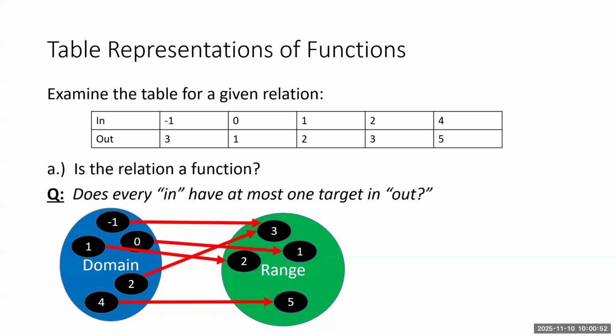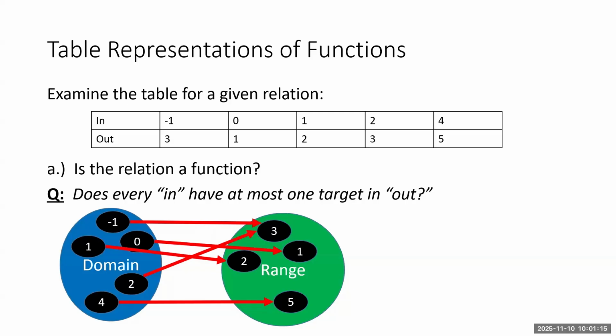In my range space, I have 3, 2, 1, and 5. -1 maps to 3 from the domain to the range space. 0 maps to 1 from the domain to the range space. 1 maps to 2 from the domain to the range space. 2 maps to 3 from the domain to the range space. And 4 maps to 5 from the domain to the range space.